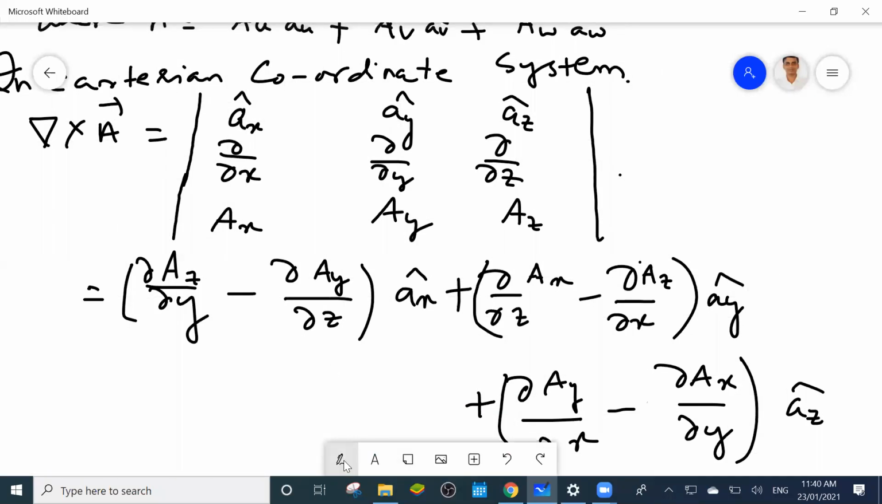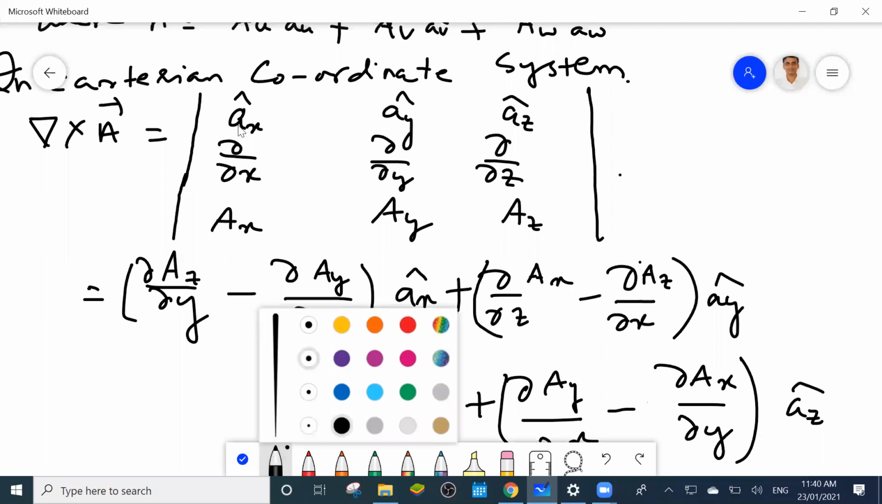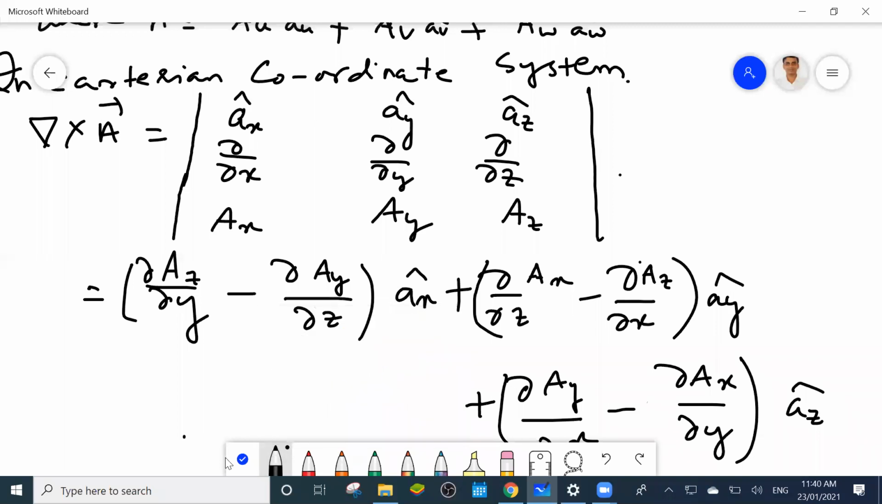Look, I am using all plus here. This is also plus, this is also plus, this is also plus. Clear. Okay.